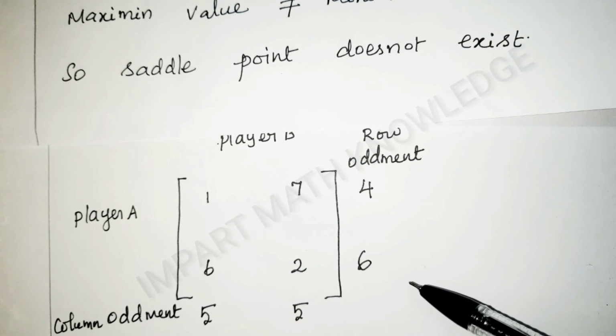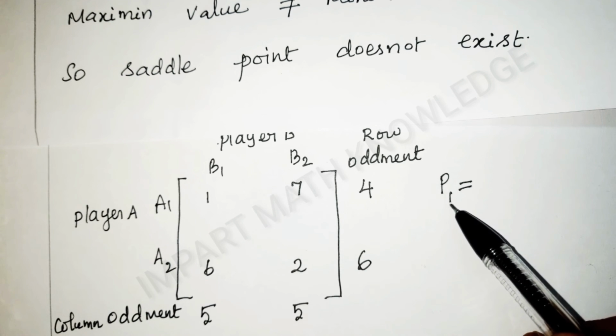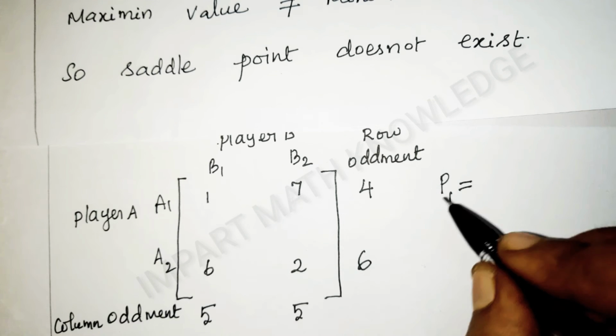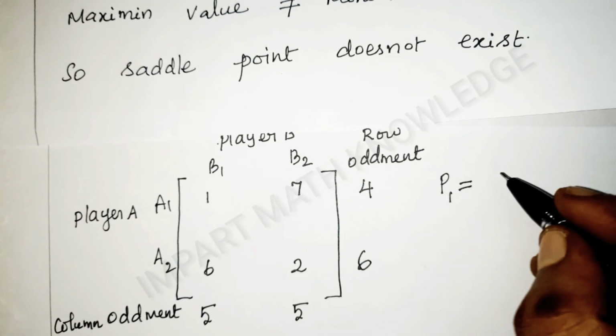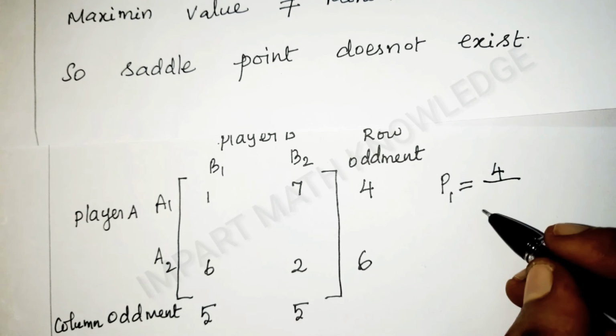Once you find row oddment and column oddment, we have to find the probabilities of strategies of player A and player B. For player A, the probability is P1. P1 is the possibility that the player uses first strategy. P1 is equal to given value. Given value is 4 divided by total value 4 plus 6.